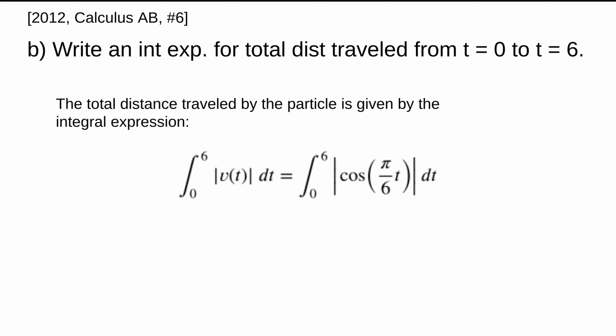Right? So the integral we want is the definite integral from 0 to 6 of the absolute value of v of t dt, which you could also write as the integral from 0 to 6 of the absolute value of cosine pi sixths t dt. That's the only thing we need to do for this. We do not need to evaluate it. We just need to write the integral.